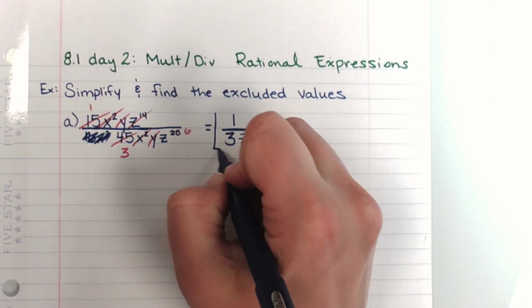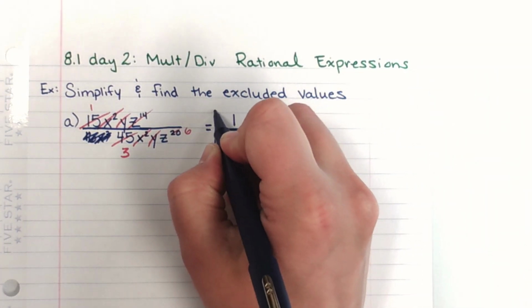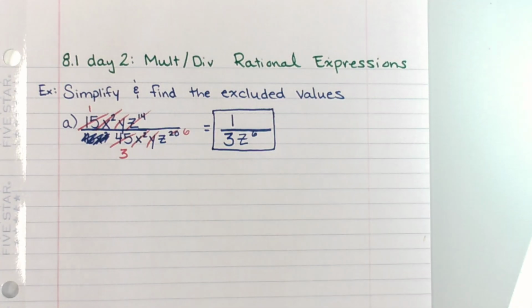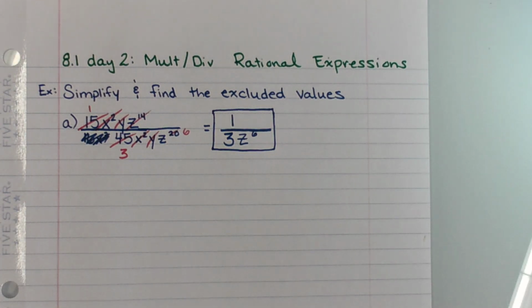Okay. Are we done with this problem, though? No. One other thing I needed to do. Quinn, how do I work to find excluded values? You set the denominator equal to 0. Which denominator? The first one. The original denominator, that first denominator.